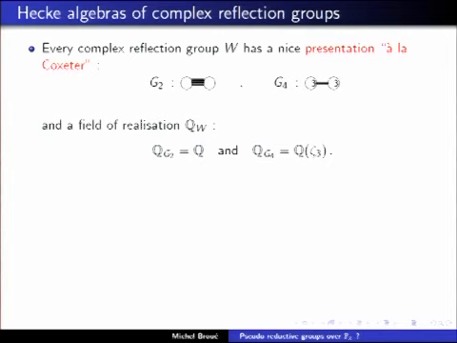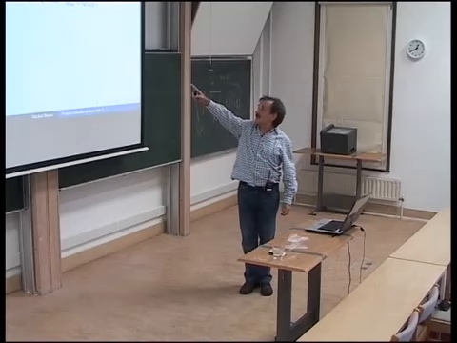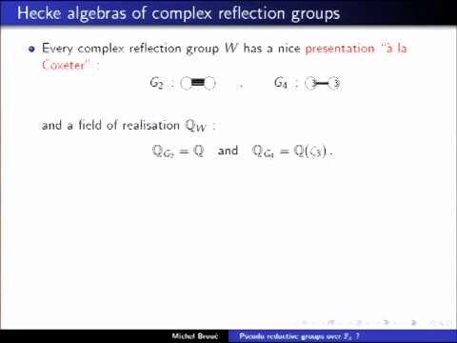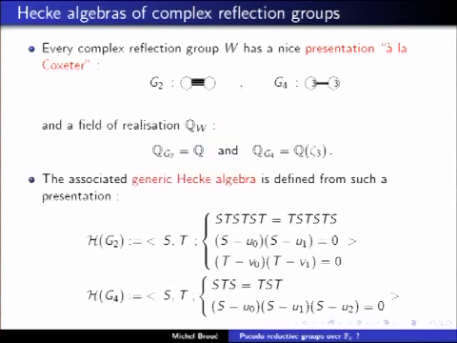Every complex reflection group has a field of realization, QW. Namely, it has a smaller field over which all its representations are defined. This is not the usual property of a finite group. There are several minimal fields, but these groups have a small field over which all its representations are defined. This is also a case-by-case analysis, I must say. This area is full of case-by-case analysis, and of course for G2 it's the rationals, and for G4 it's exactly the field we already encountered, the cyclotomic field.